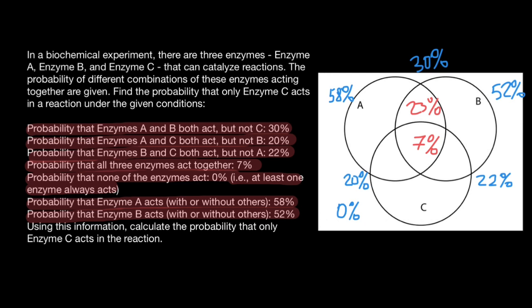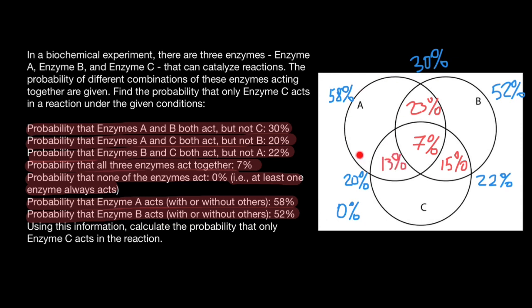Next, 22 minus 7 would give us 15%. So we put 15% here. And together 7 and 15 would give us 22% for this intersection of the circle B and C. And next, this intersection stands for the 20%. So 20 minus 7 would give us 13% for this section.